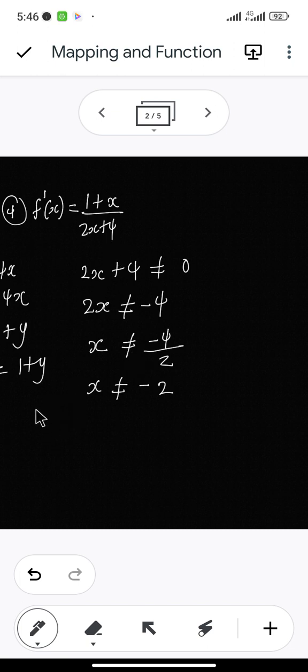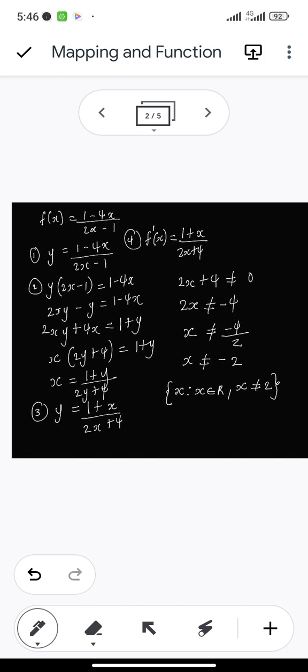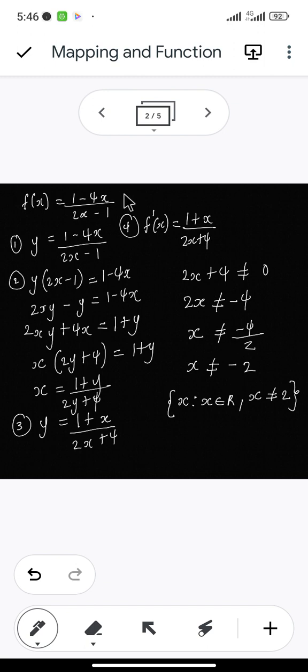So to represent this in set builder form, we have x is a set of numbers such that x is an element of real numbers, then the exception is that x cannot be equal to negative 2. Understand? So now this is the domain of this inverse, but we are asked to look for the range of the function, right? So the range of this is equal to this. So this is the range of this function, understand?